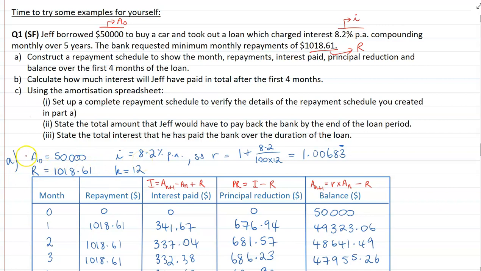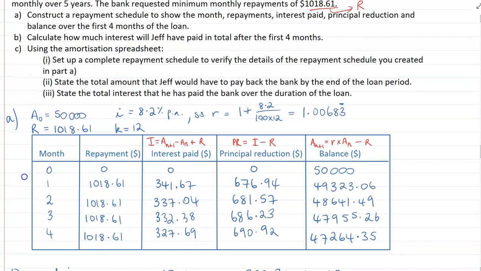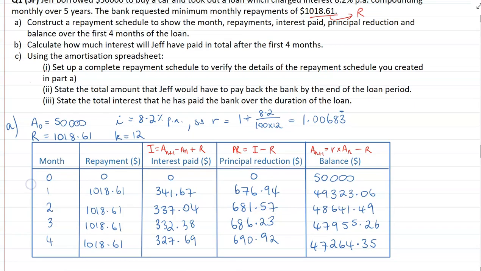So our A0 is 50,000, our repayment value, our interest rate, which we've then converted to the rate of interest that you get charged between balances, and our K value. So hopefully your repayment schedule looks something like mine.